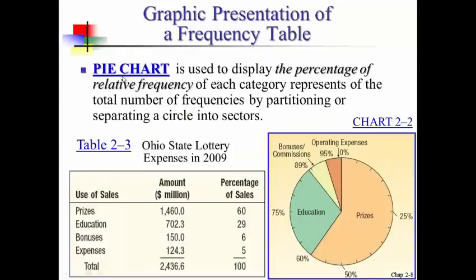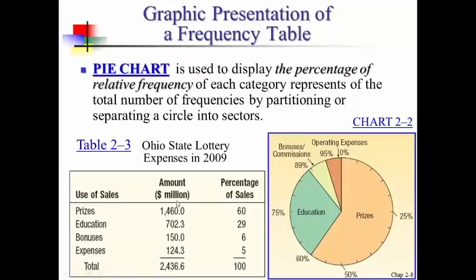Pie chart. A pie chart is used to display the percentage or relative frequency. Table 2.2 is a relative frequency table. That's why we use a pie chart for those tables. It is used to display the percentage of relative frequency of each category, each class, or each group. It represents the total number of frequencies by partitioning or separating a circle into sections, into parts.